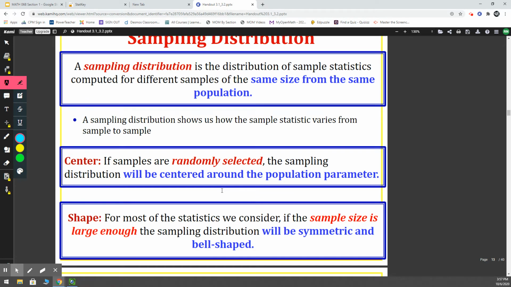A sampling distribution is the distribution of sample statistics computed for different samples of the same size from the same population. We'll be working with StatKey quite frequently in order to create those. A sampling distribution shows how the sample statistic varies from sample to sample. If the sample is really randomly selected, the sampling distribution will be centered around the population parameter, meaning that all of the dots will form themselves around the center of the true population mean or proportion. If the sample size is large enough, the sampling distribution will be symmetric and bell-shaped.